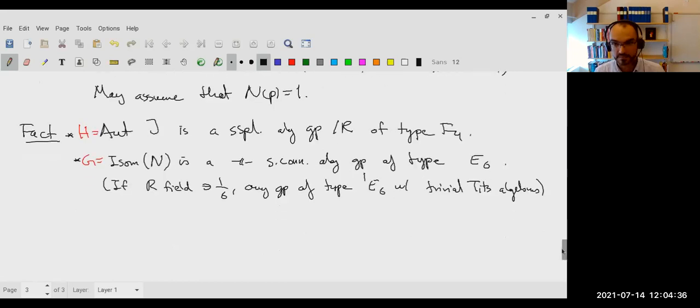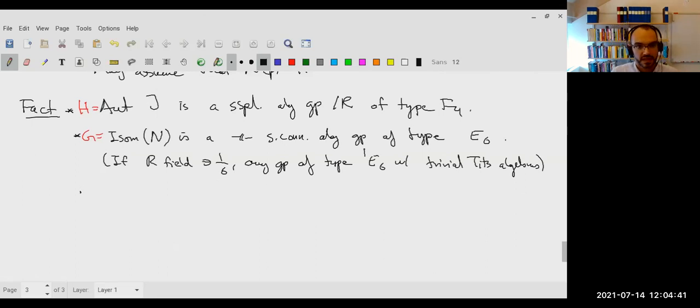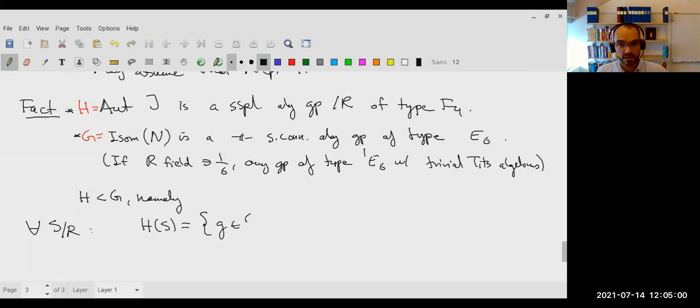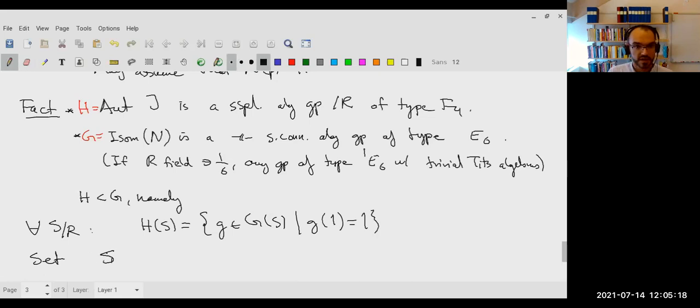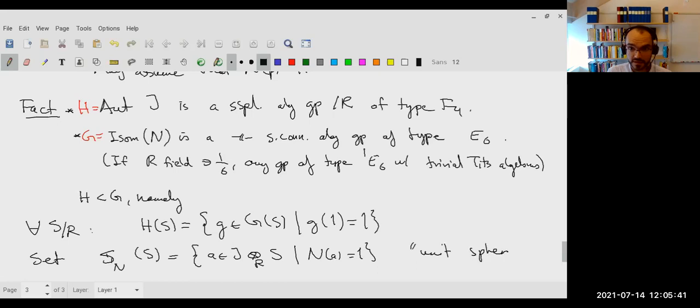Okay, so in fact, H is a subgroup of G, namely the S points of H for any R algebra S. These are the set of all g in G(S) that fix the distinguished element. So we can play the same game that we did with the Octonions. So we set S_N(S) to be the set of all elements in J tensor over R S such that the norm of A is equal to 1. So this is the unit sphere with respect to the cubic norm.